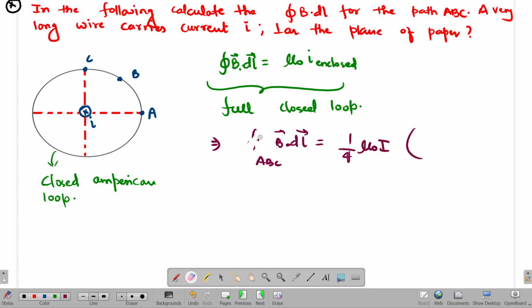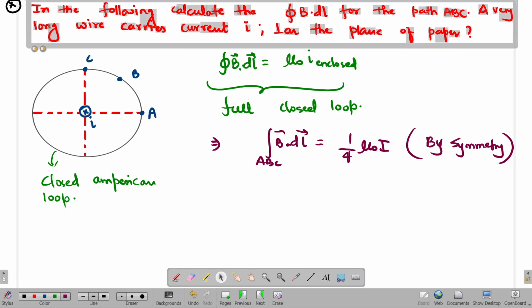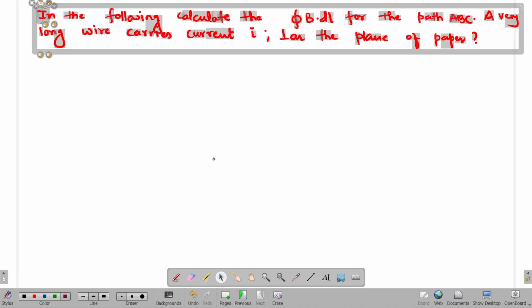Not closed loop. Do not use this integration. Write it as simple integration. By symmetry, right or not? Is this clear? Okay, let us do one more question.